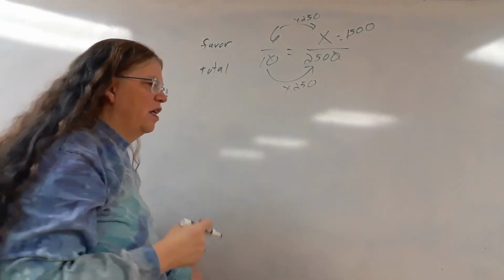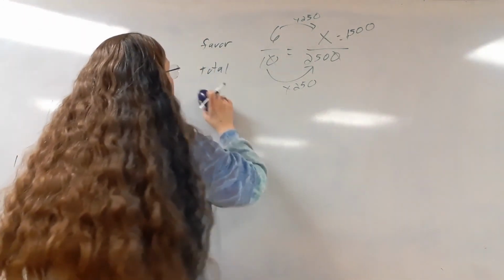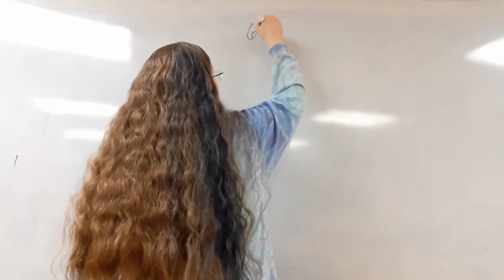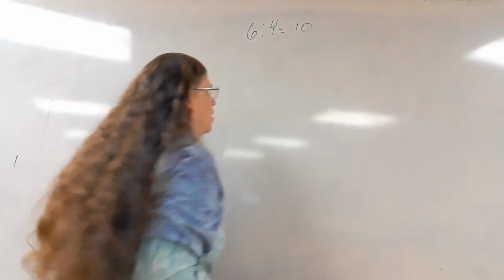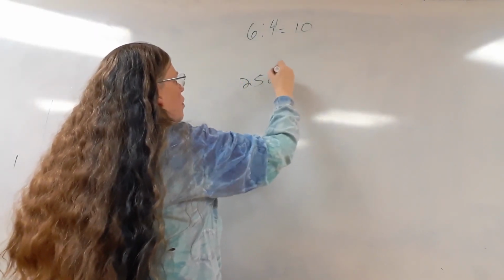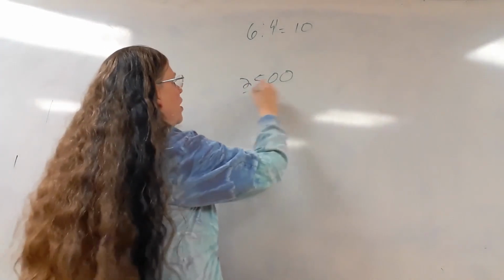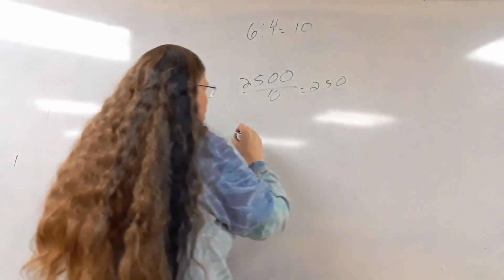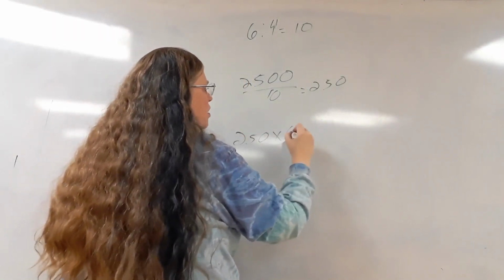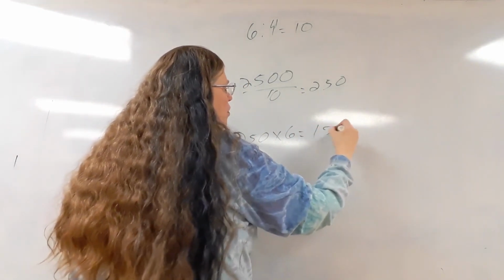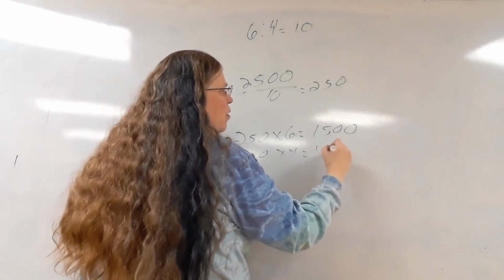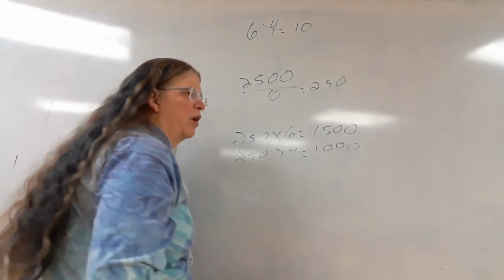Let's look at it as a proportion. We have 6 in favor and 4 not in favor, giving us 10. We have 2,500. We're dividing that by 10. That gives us our 250 back. And we have the 250 times 6 again, giving us our 1,500. And we go the 250 times 4, 1,000 that were not in favor.